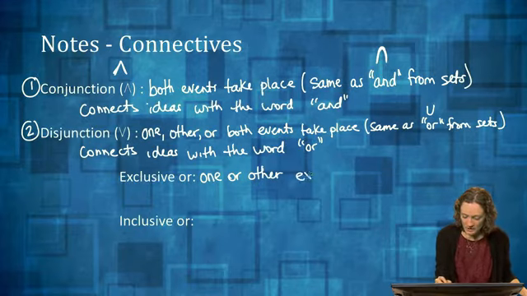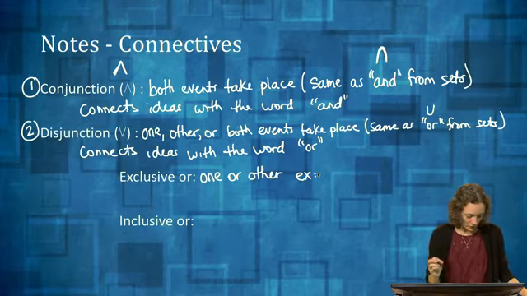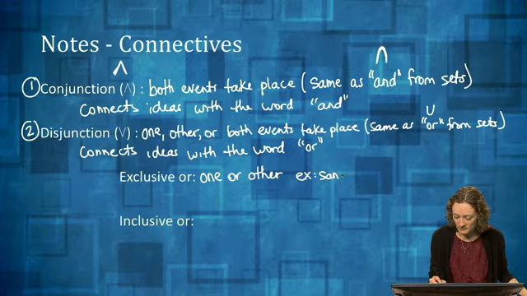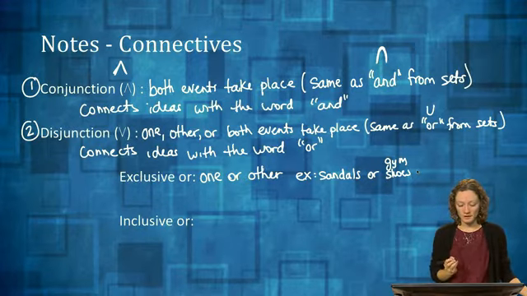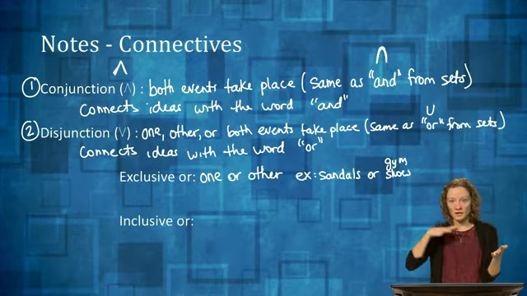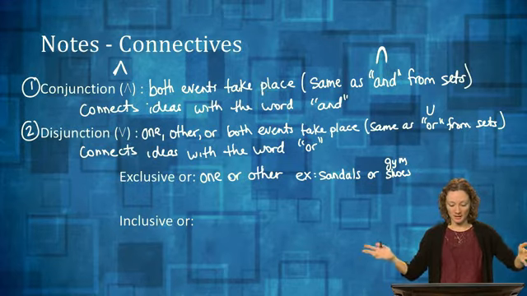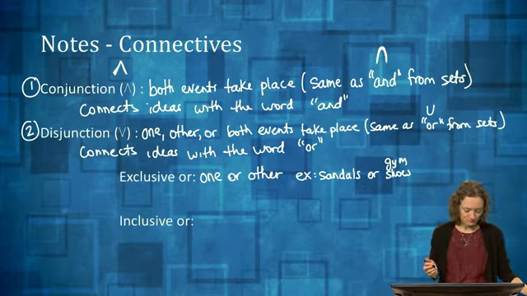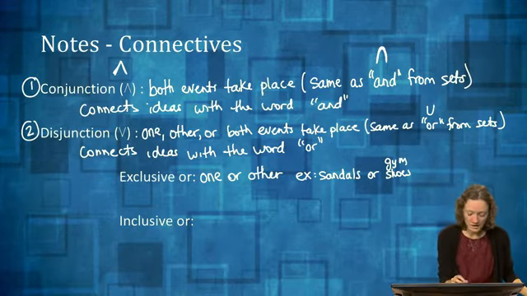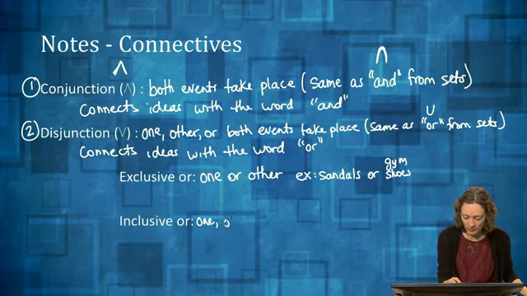An example of this is deciding whether you're going to wear sandals or gym shoes. It can't be both. Exclusive or means one or the other. Take your pick. It's got to be one or the other. Exclusively this or exclusively that. Where inclusive or means one, the other, or both.